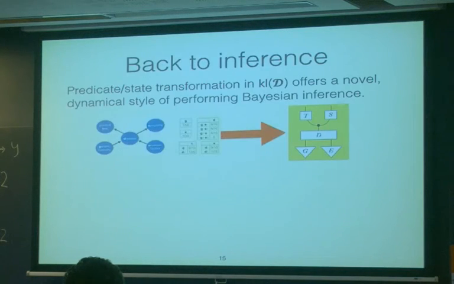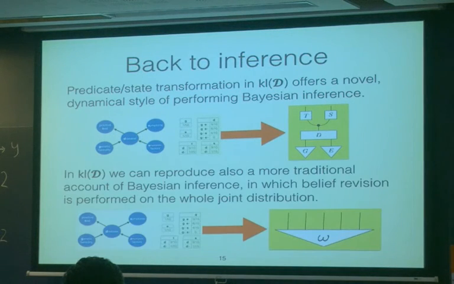Okay, my last couple of slides is somehow a bridge to what Bart is going to talk about. So summing up, we have seen this predicate state transformer picture to revisit inference in Kleisli of D. And this was based on the interpretation of our network as a string diagram that looks pretty much alike. However, you can also do a different kind of thing.